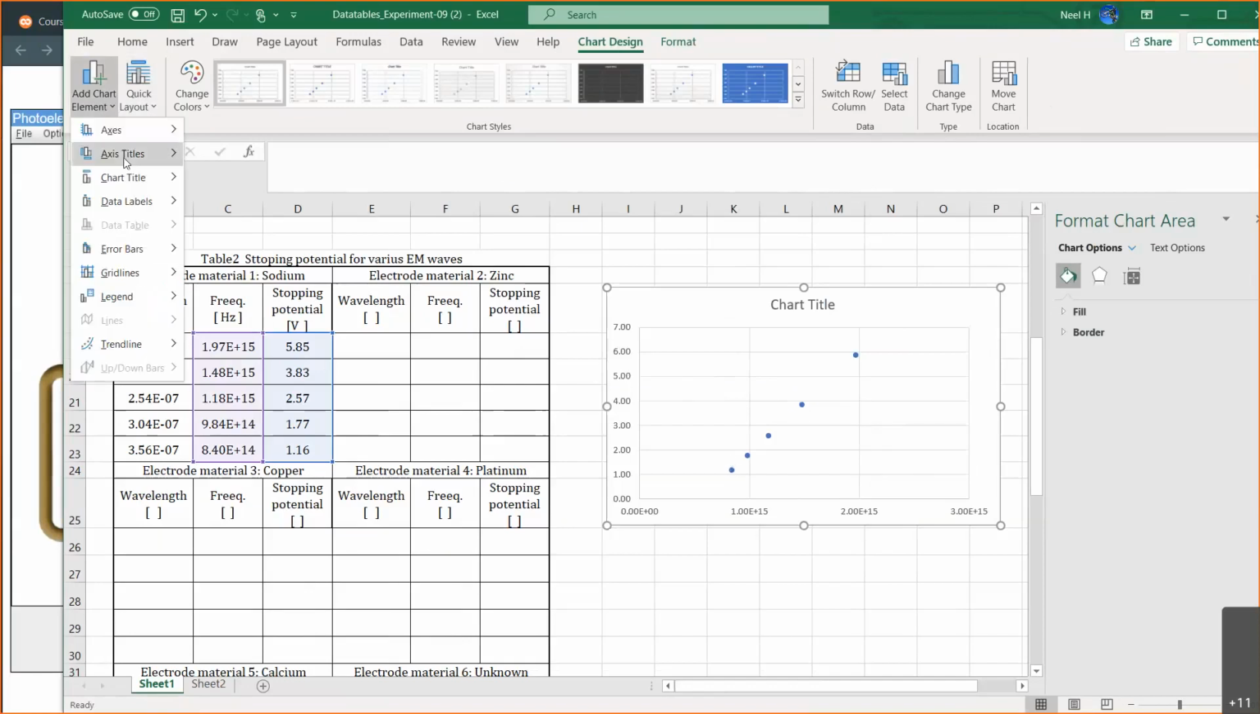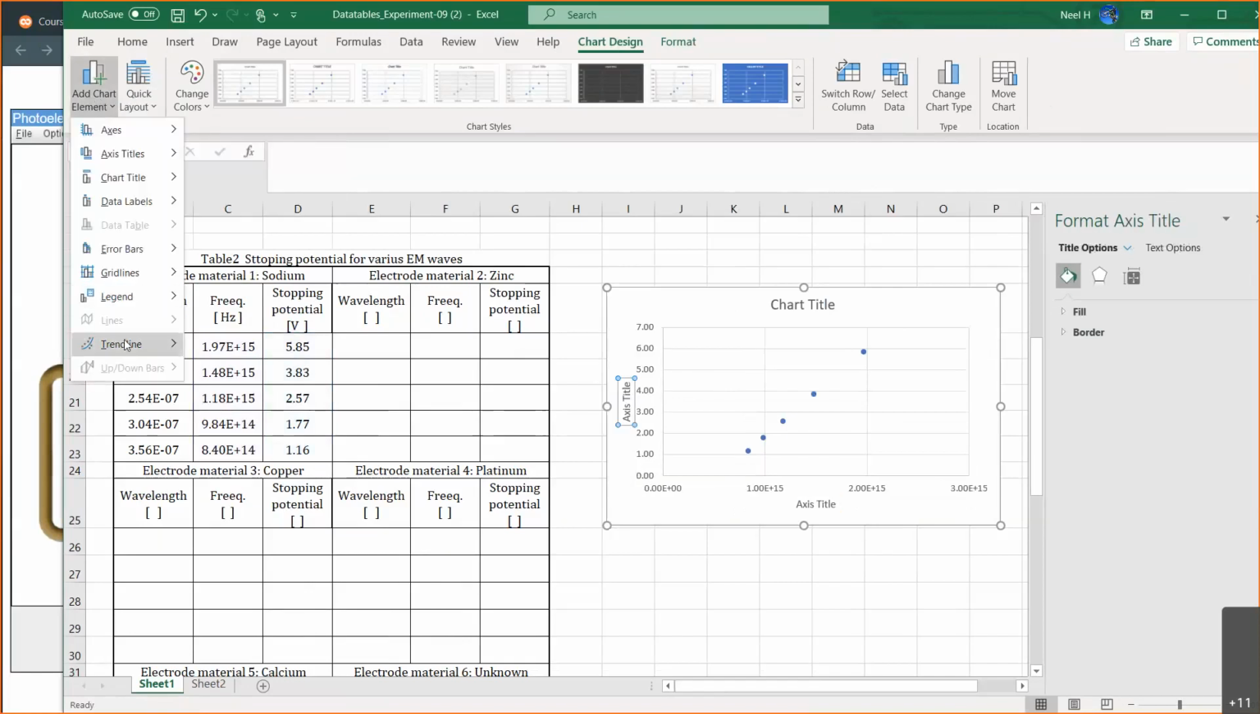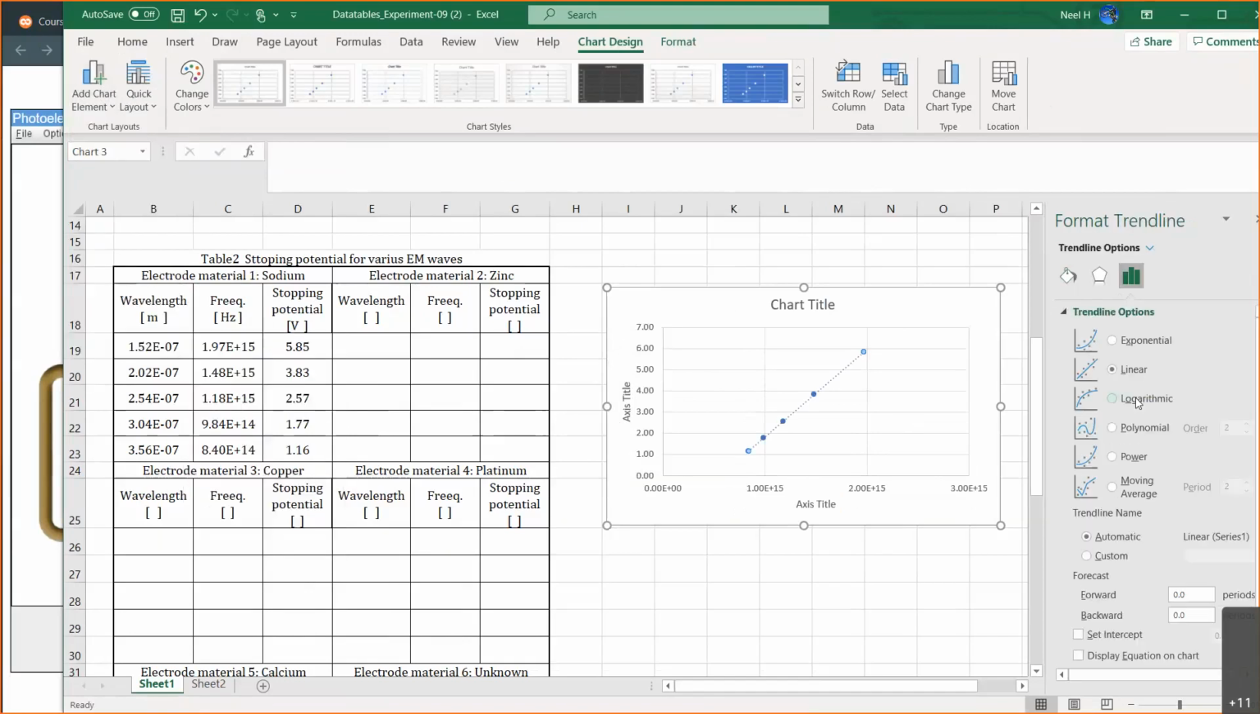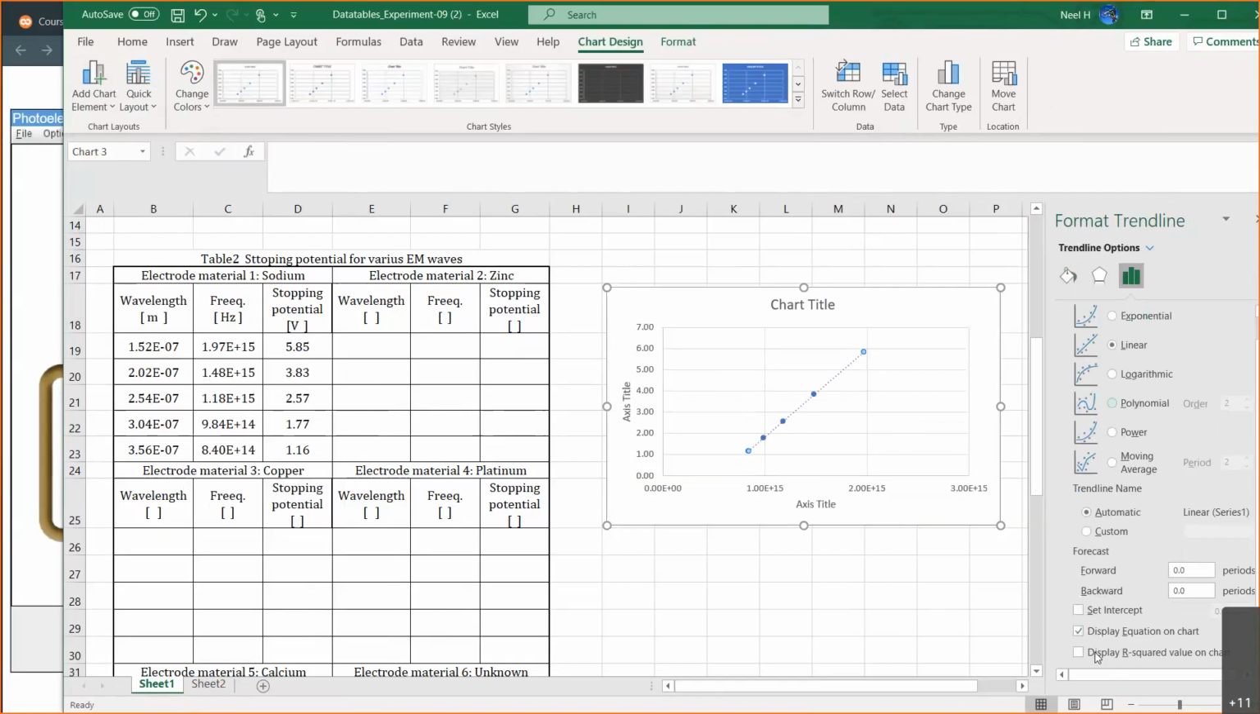So let's add all the axis titles, primary horizontal, vertical, and then the trend line, linear. Let's go to the trend line options. Let's do these two options. Don't put the intercept at 0 because this intercept is not 0. We should have a negative intercept, okay? If you want to check that, you can extrapolate this in the backward direction, and then you can check where this line is actually crossing.